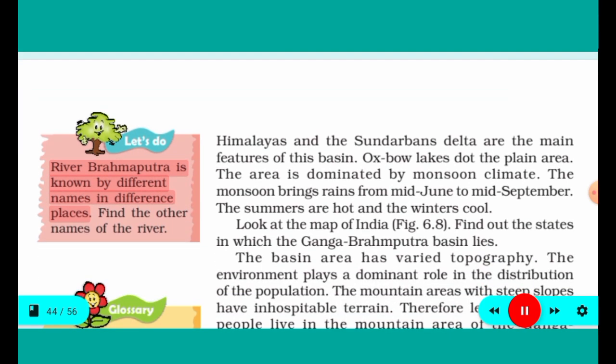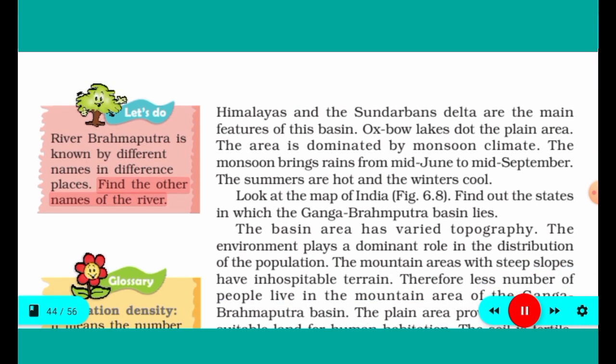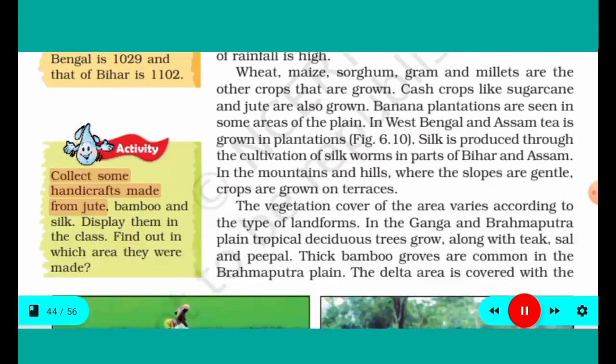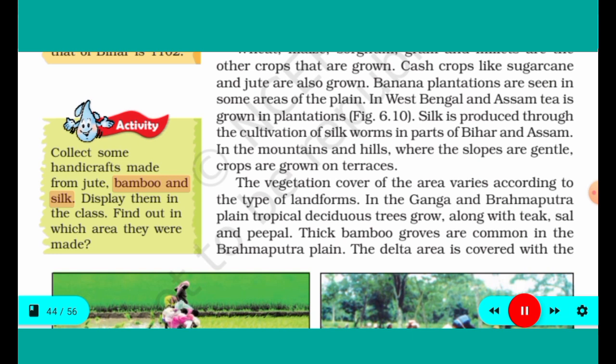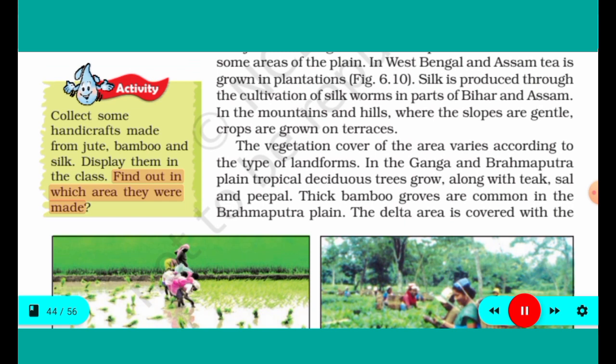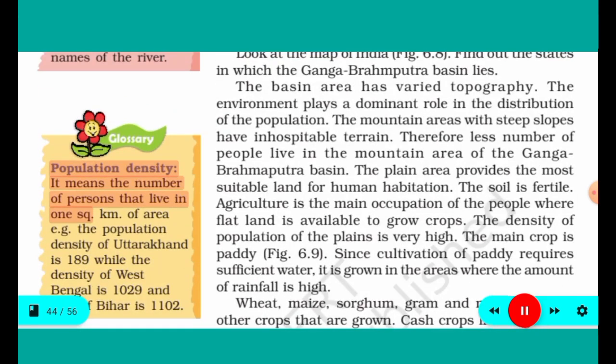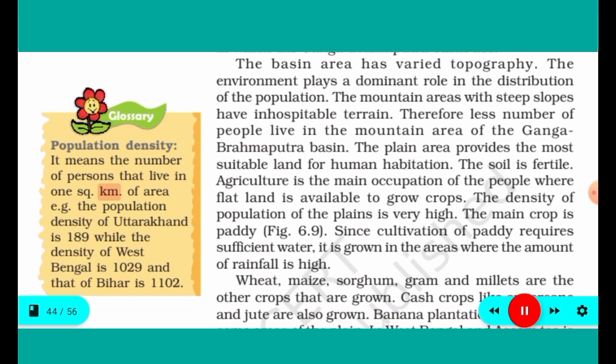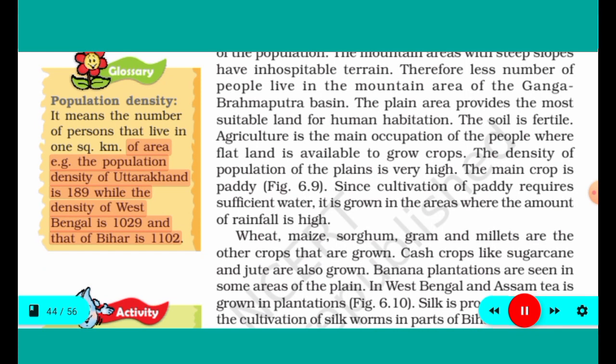River Brahmaputra is known by different names in different places. Find the other names of the river. Activity. Collect some handicrafts made from jute, bamboo and silk. Display them in the class. Find out in which area they were made. Population density means the number of persons that live in 1 square kilometer of area, e.g. the population density of Uttarakhand is 189, while the density of West Bengal is 1029 and that of Bihar is 1102.